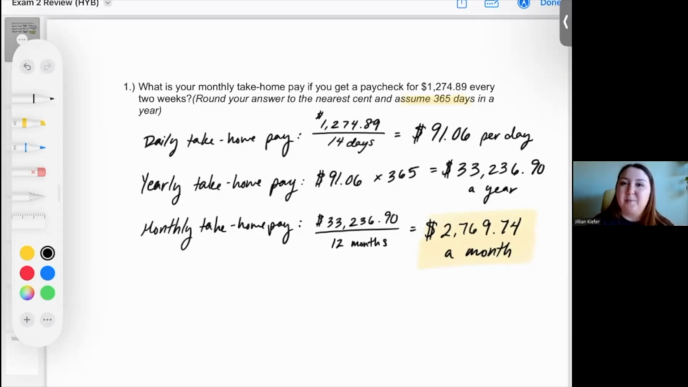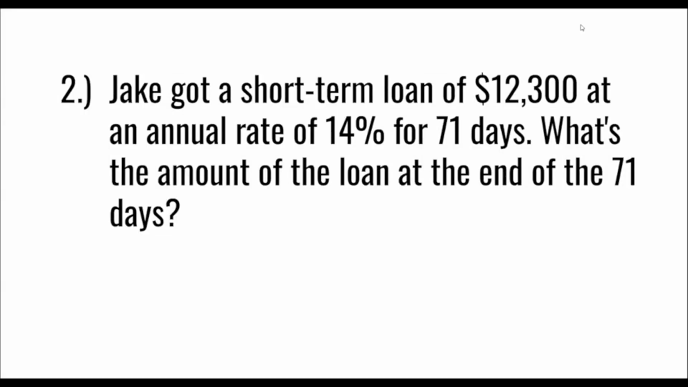Let's go ahead and go to number two. For number two, we have: Jake got a short-term loan of $12,300 at an annual rate of 14% for 71 days. What's the amount of the loan at the end of the 71 days? So we have a situation here, we're having this short-term loan.